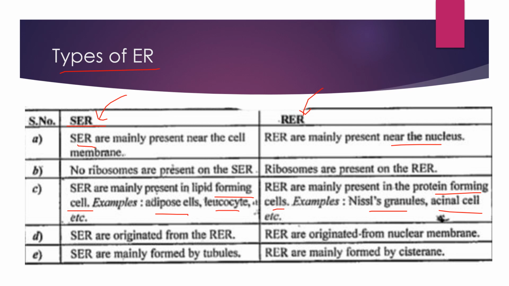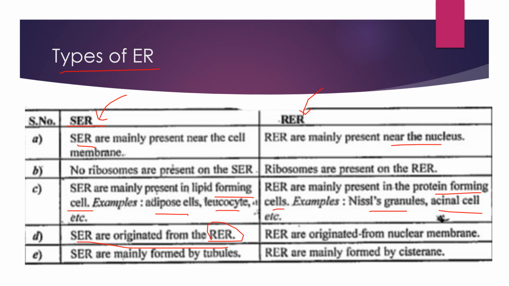If we talk about origination, rough endoplasmic reticulum are originated from nuclear membrane, means in case of the rough endoplasmic reticulum, nuclear membrane protrudes out and forms the rough endoplasmic reticulum, and on that ribosomes are present. Whereas in case of smooth endoplasmic reticulum, after some time rough endoplasmic reticulum loses the ribosomes, and now ribosomes are not present. Now this structure is called the smooth endoplasmic reticulum. That's why smooth endoplasmic reticulum are originated from the rough endoplasmic reticulum.